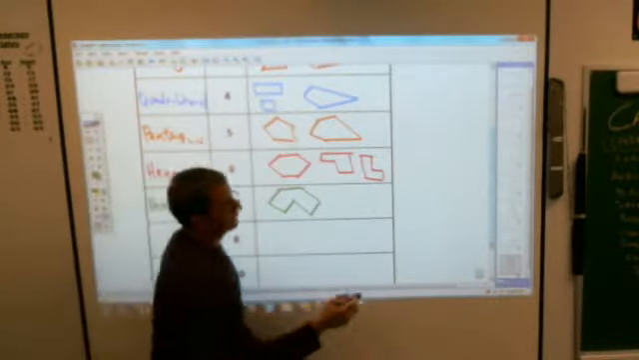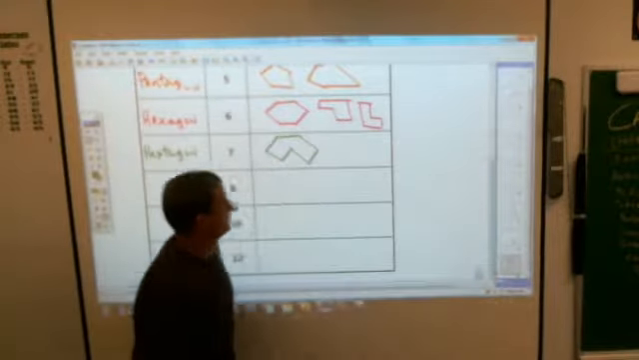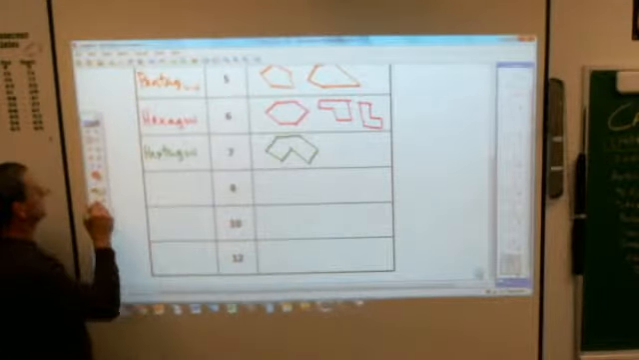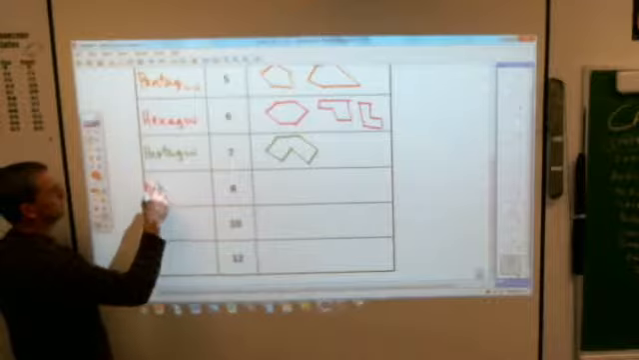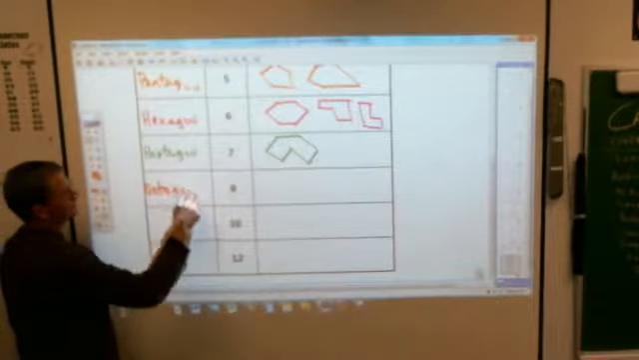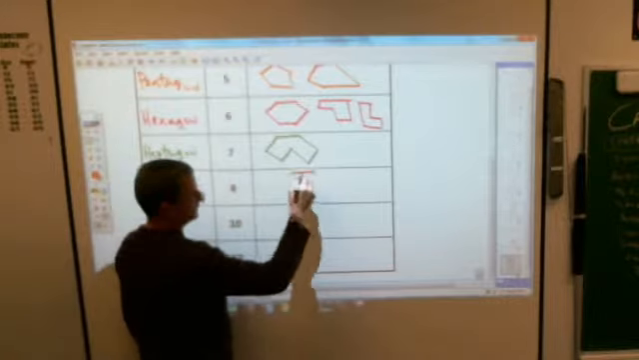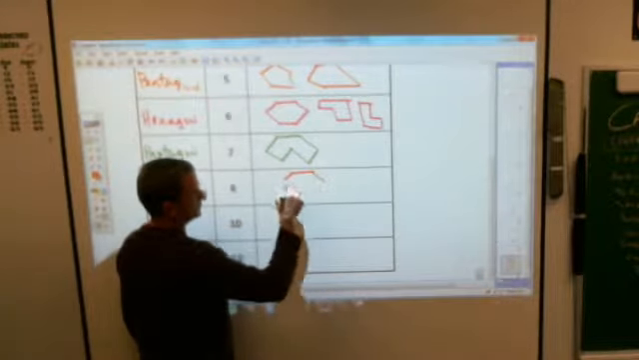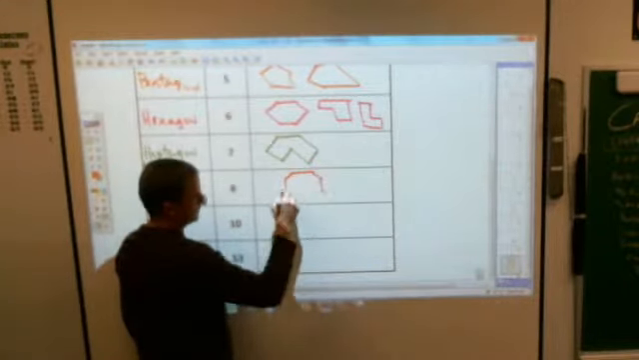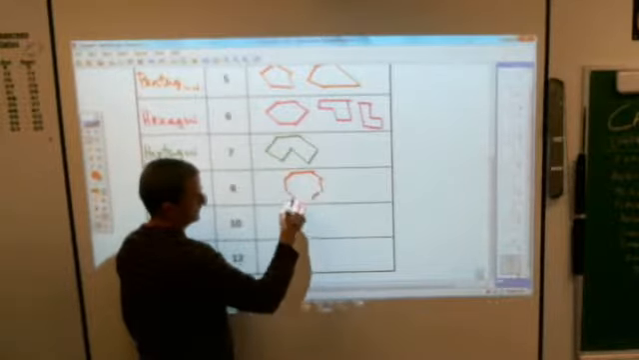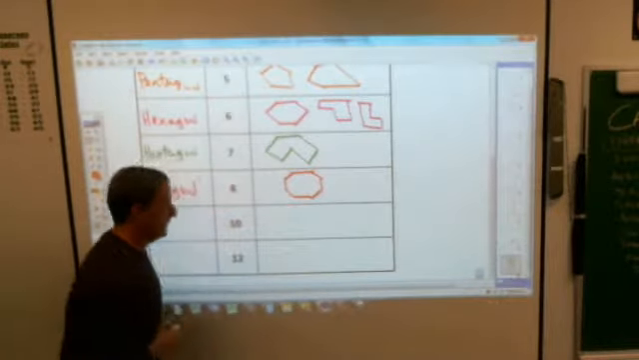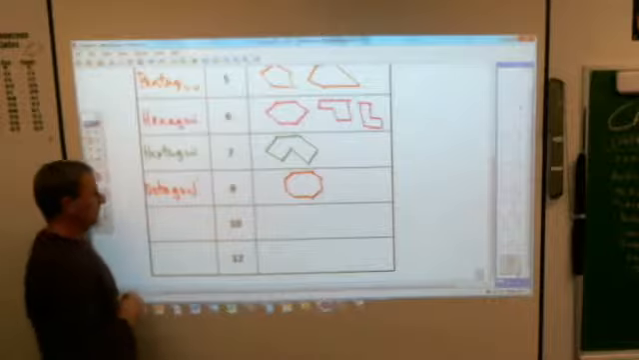An eight-sided shape is an octagon. And a lot of times we use the stop sign for that. 1, 2, 3, 4, 5, 6, 7, 8. But anything with eight sides.